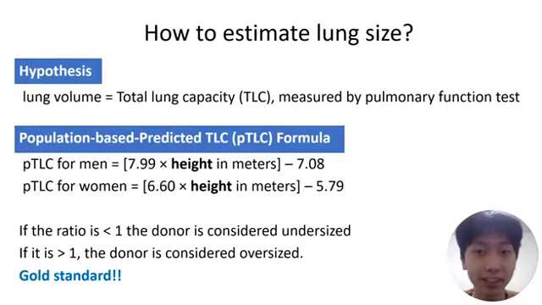Due to the importance of size matching, here comes the question: how do we measure lung size objectively? In normal individuals without any obstructive or constrictive lung disease, ideally, their total lung capacity should be equal to their lung volume and could be measured by a pulmonary function test. However, since there is no way for a donor to perform the test, in practice, physicians use the predicted total lung capacity, or PTLC formula, to estimate their lung volume for size matching. PTLC predicts the total lung capacity based on a person's gender and height, currently acting as the gold standard in clinical practice.